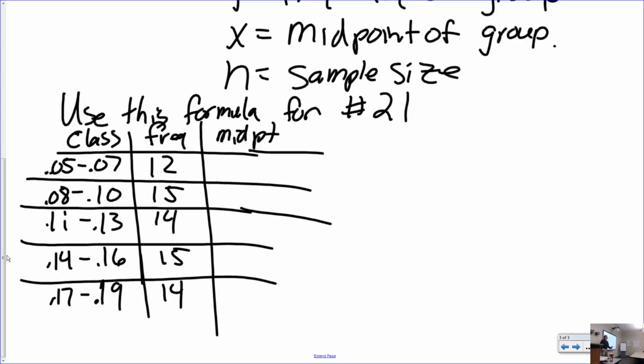So the first thing you have to do is find all the midpoints, because that's what X is telling you to use. So what is the midpoint of all of these? How do we do midpoints again? Quick review of chapter 2. Add them together, divide, so 0.05 plus 0.07 divided by 2. 0.06, and 0.09, 0.12, 0.15, 0.18.